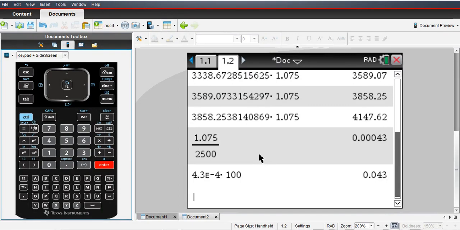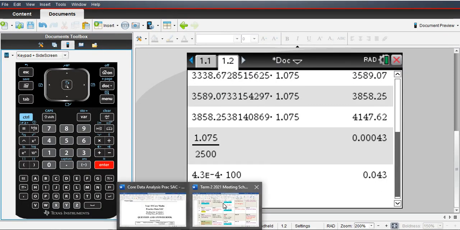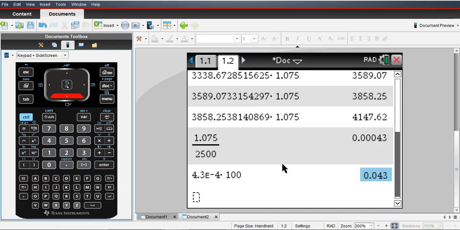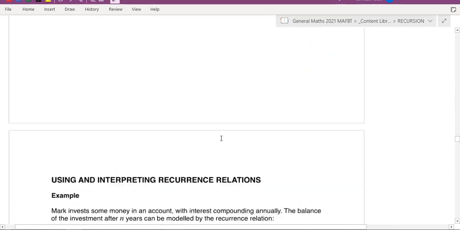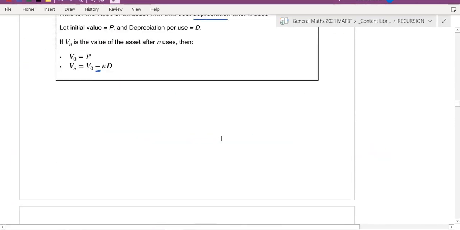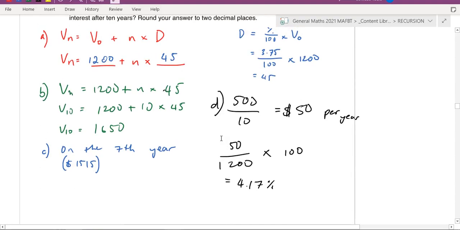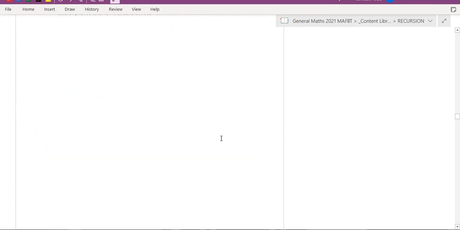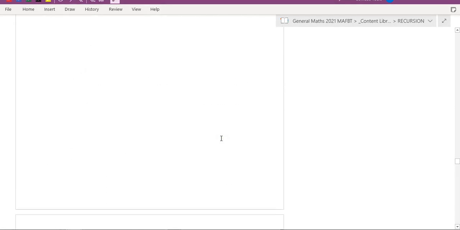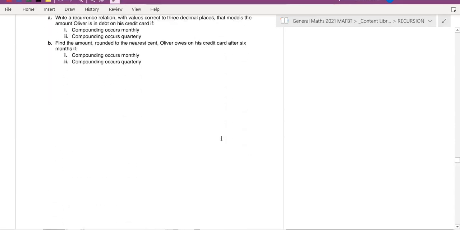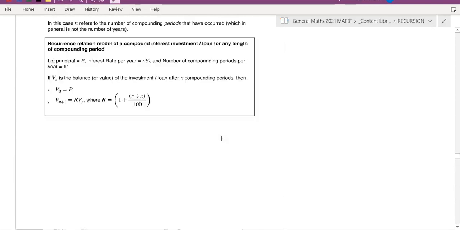Oh, that doesn't look right. Hold on, 1.075, divided by, yeah. It doesn't look right, eh? Let me look at the formula I wrote. Sorry, peeps. Oh, okay. That was for arithmetic, my bad. We're doing geometric, so it's slightly different.